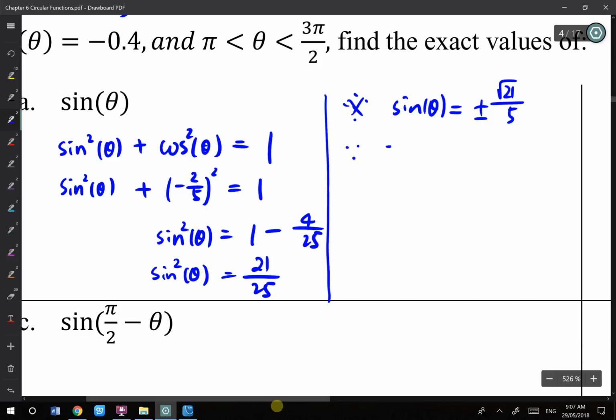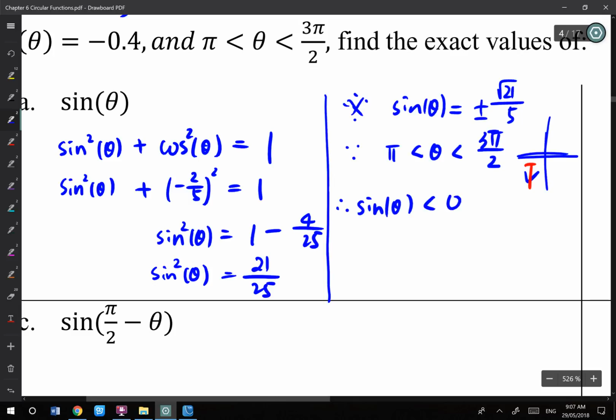Then we decide, because theta is in between pi and 3 pi over 2. Where is it? It will be this quadrant. Only tangent is positive in that quadrant. So sine theta will be negative. You make the decision after the plus minus. So sine theta is negative root 21 over 5. This is the full working. To gain full marks, you need to go through the full working and write every single line here.